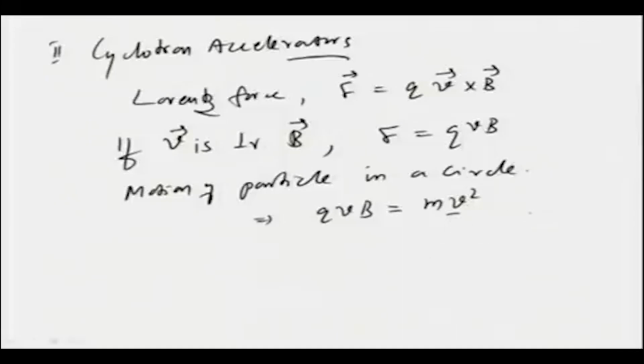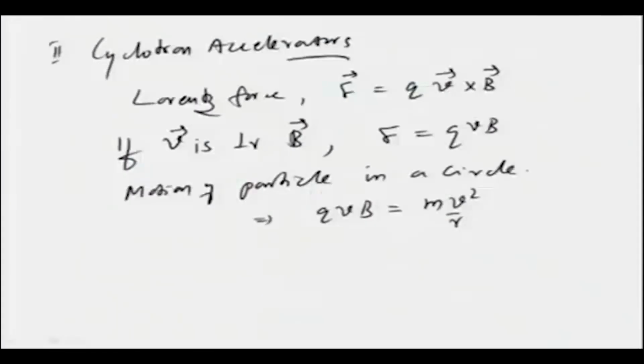So, it does not really increase the speed, but it does something else. It does not change the energy as such, but changes the direction of the motion. So, it will move in a circular path. So, q v B is equal to m v squared by r. So, r, the radius of the circular path, is equal to m v over q B.